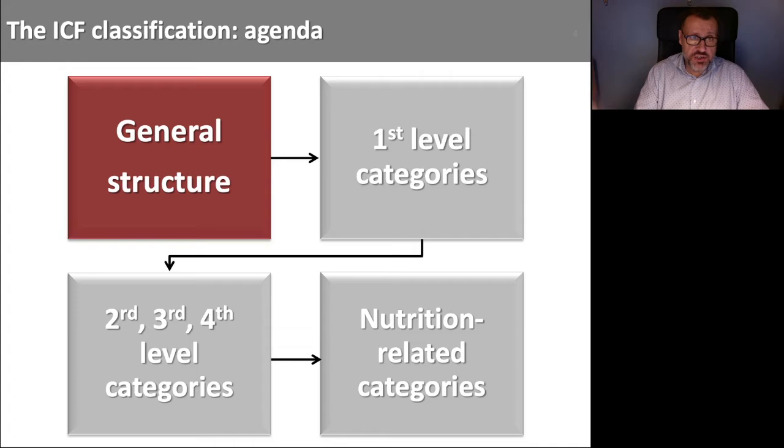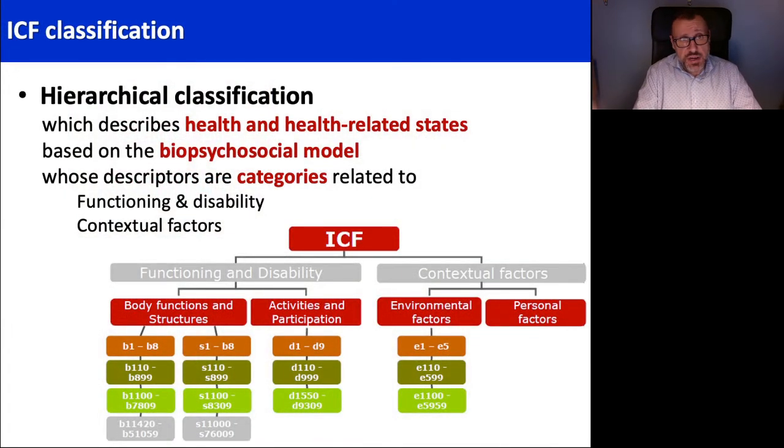So, the general structure. The ICF is a hierarchical classification which describes health and health-related states on the basis of the biopsychosocial model. The main descriptors of this hierarchical classification, or the main elements, are categories, ICF categories, which are related to functioning and disability and contextual factors.